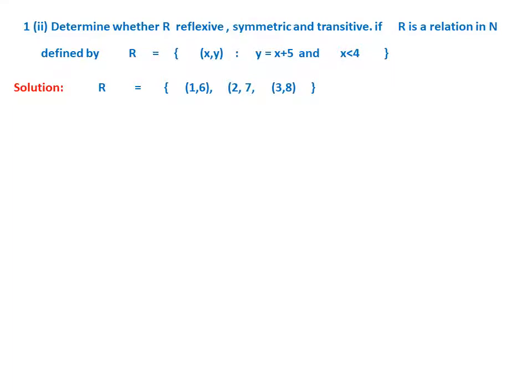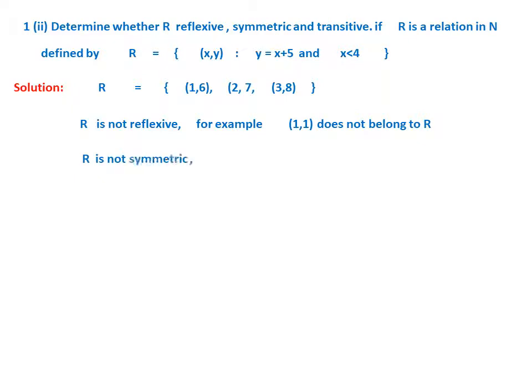So the natural numbers less than 4 are 1, 2, 3. Therefore 1 when you substitute is 6, 2 when you substitute is 7, and 3 when you substitute is 8. Now you have to decide. So R is not reflexive, it is very clear. (1, 1) is not there, (2, 2) is not there, etc. So you can write one reason, that is sufficient. Not symmetric, very clear. For example (1, 6) is there but (6, 1) is not there.